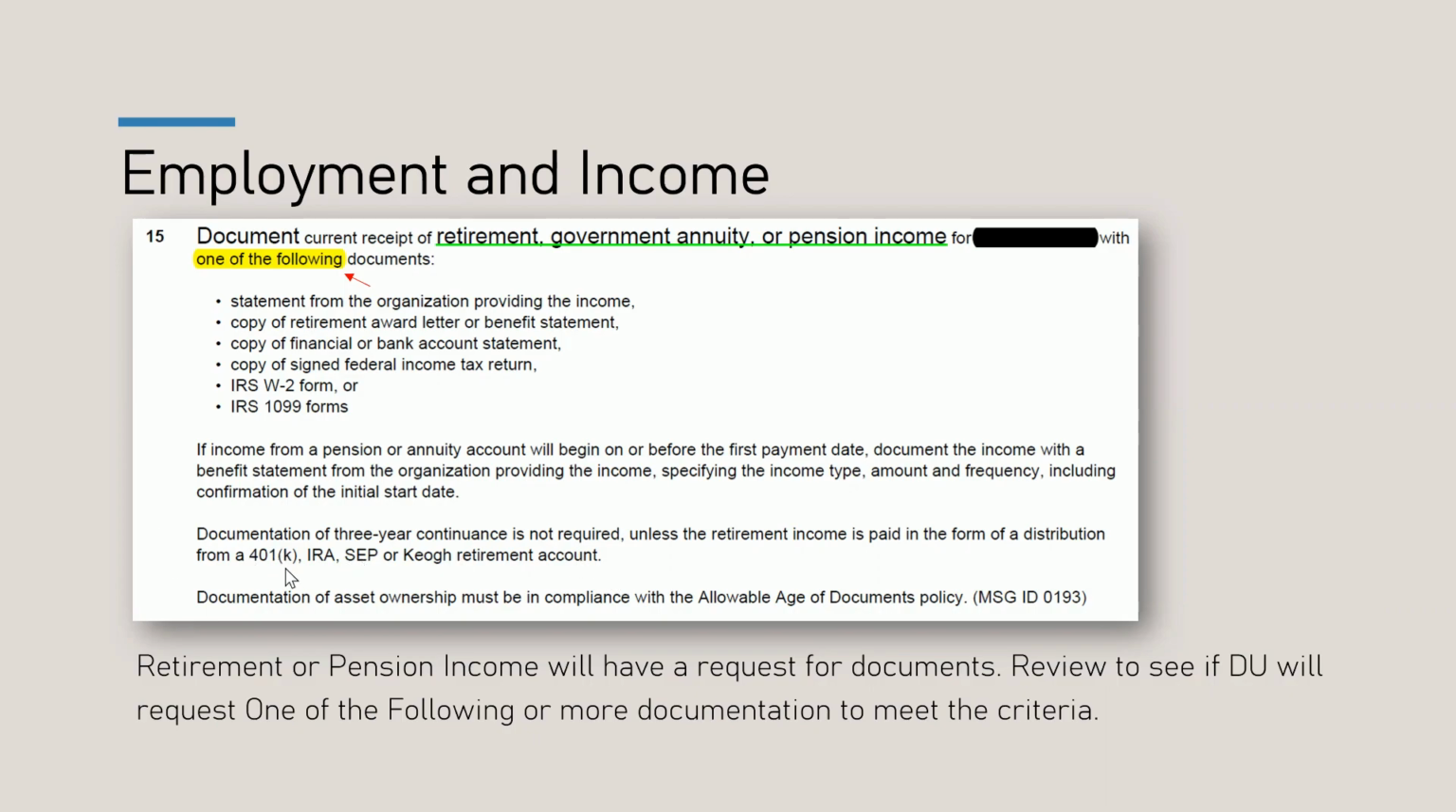I've had people tell me, "Hey, I have savings, I can create income and show a 3-year continuance." Cool, document it. If you can document it, we can use that income.